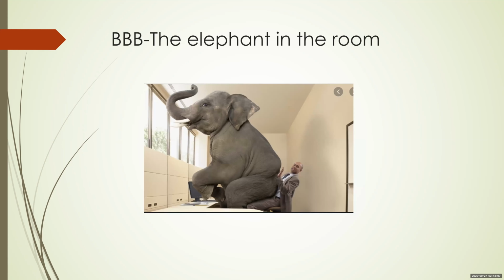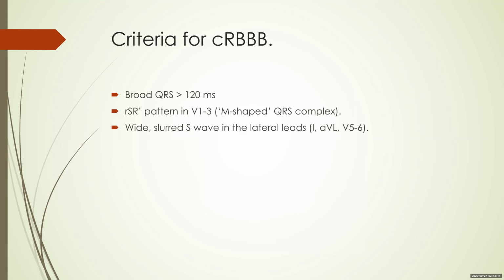So bundle branch block, it is the elephant in the room. If you just know what a normal ECG is, and you see an ECG of a bundle branch block, you'll be able to say, okay, there's something abnormal in this ECG. So this is the criteria for a complete right bundle branch block.